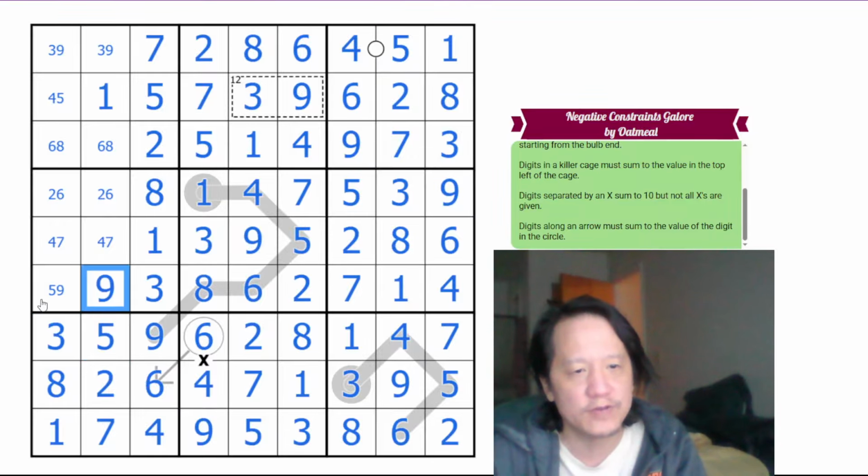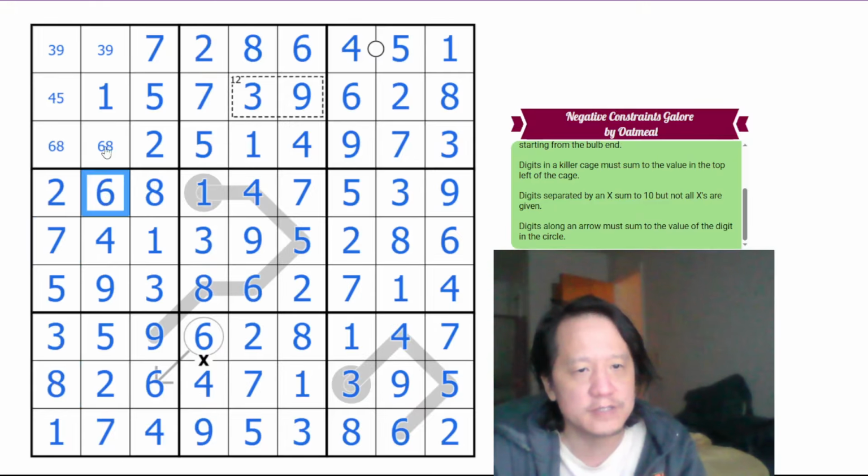5 eliminates 5 here, so it's 9 and 5. 2 eliminates 2 here, so it's 6 and 2. 7 eliminates 7 here, so it's 4 and 7. 6 eliminates 6 here, so it's 8 and 6. 5 eliminates 5 here, so it's 4. 9 eliminates 9 here, so it's 3.